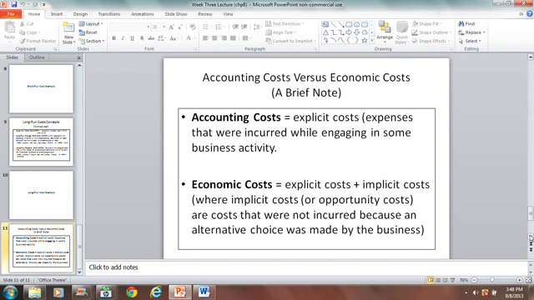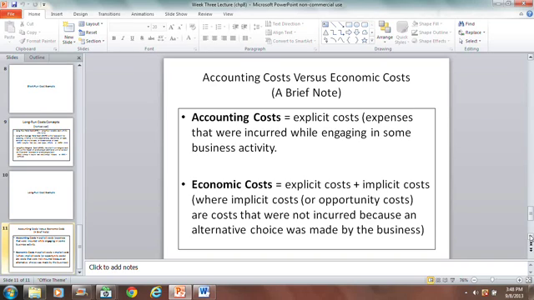Economic costs, on the other hand, consist of the explicit costs, just like how the accountants do it, but it also includes what are called implicit costs. Implicit costs being a synonym for opportunity costs. So from an economic standpoint, when we're measuring costs, we look at the costs that were incurred, the explicit costs, plus we look at the costs that were not incurred because of the choice made. So we look at opportunity costs. We look at what was sacrificed, what costs were not incurred based on the choice made.